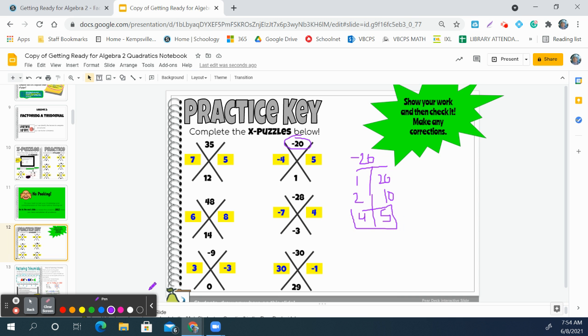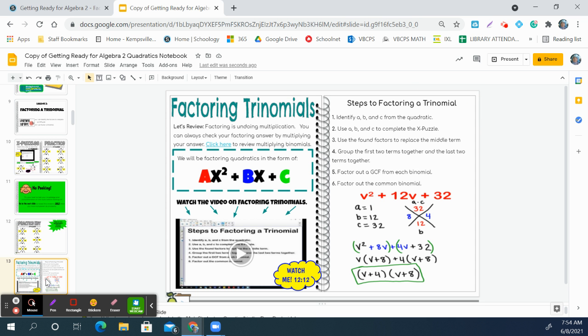Okay, and then you just have to figure out your pluses and minuses. And there are some rules for that. Let's look at slide 13. So slide 13 is going to give you some rules for factoring, and you might actually want to watch this video. I'm going to go through it fast, but you might want to watch this video just for some deeper understanding.